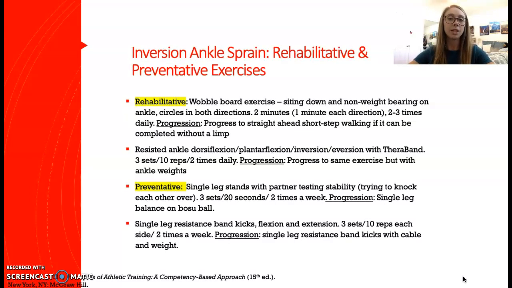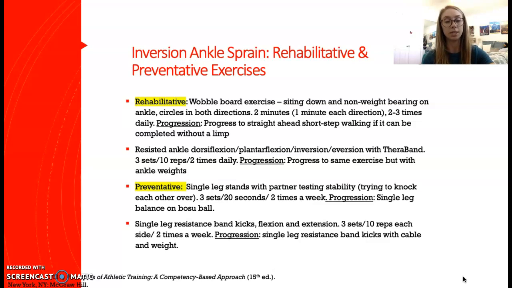So for the rehab on this, you can put them on a wobble board sitting down so they don't have too much weight bearing on it, as well as straight ahead short step walking, especially if it's going to be like a grade 2 or 3 sprain. You really want to make sure that they're able to get up and have that balance and be able to walk on their own on those ligaments and muscles. And you can also use resisted ankle dorsiflexion, plantar flexion, inversion, and eversion with that TheraBand and progress into ankle weights as tolerated.